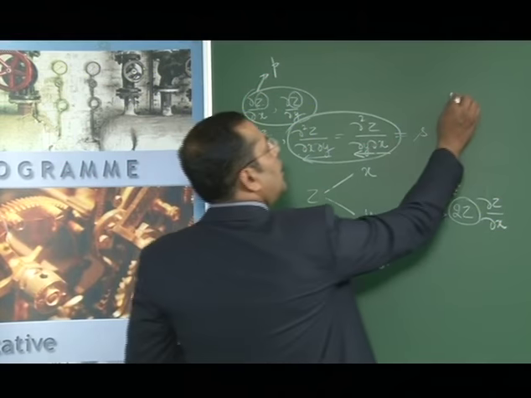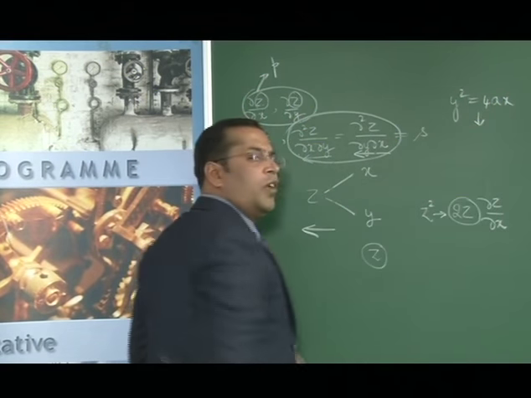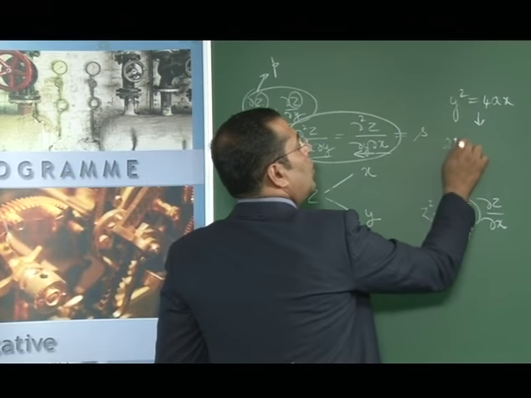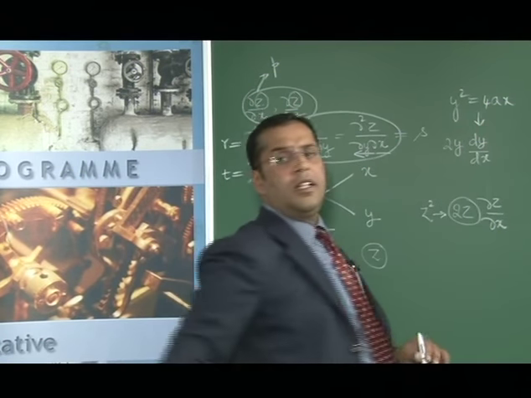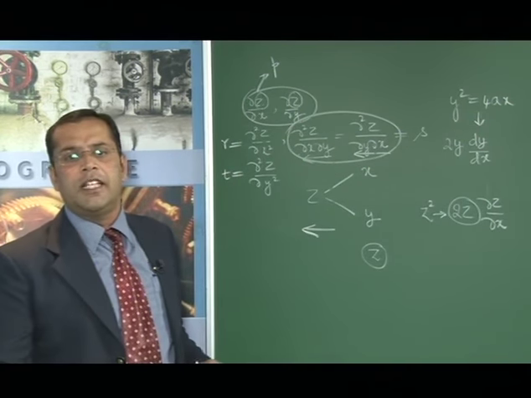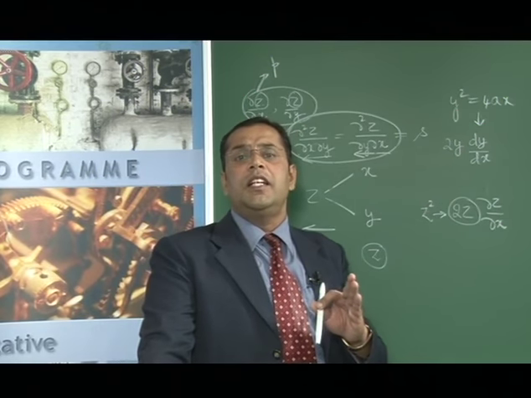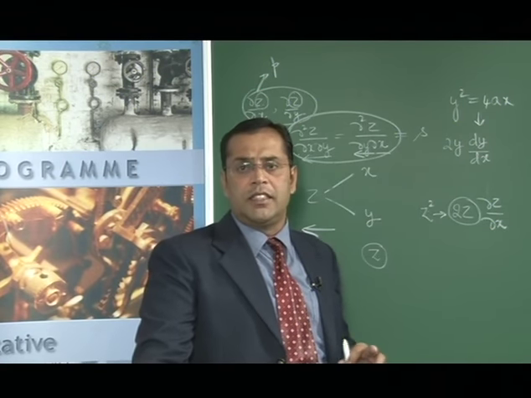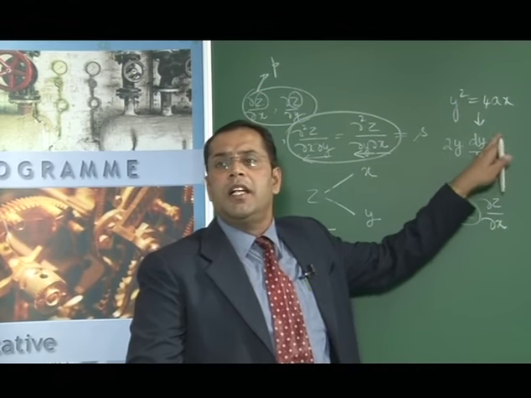For example, if you have y square equal to 4ax, how do you differentiate y square equal to 4ax with respect to x? You write 2y into dy by dx. Recall friends, why do you write dy by dx there? Because y depends on the dependent variable x. So, every time you differentiate y, it will be followed by dy by dx.